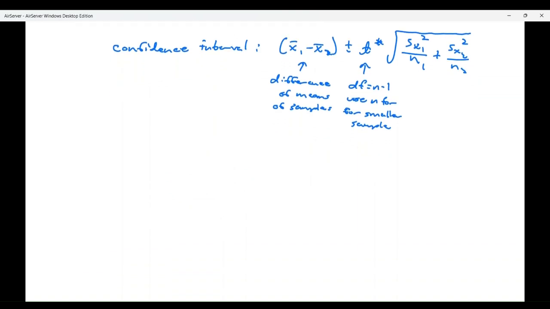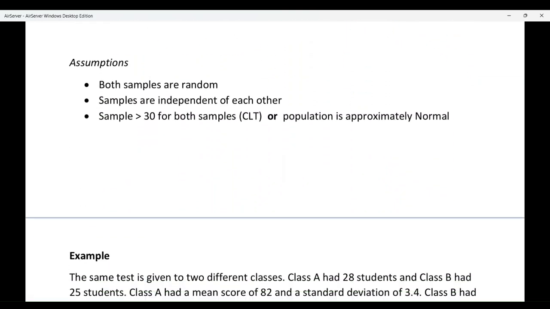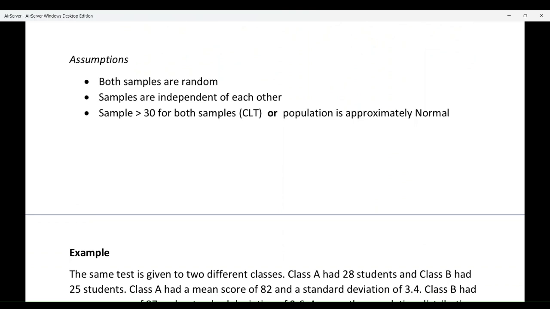Okay, so let's go ahead and look at an example of this. Again, we've got the same assumptions here: random samples. The middle one we don't typically have to worry about. You just want to make sure that the samples are independent of each other, that sampling for one case does not impact sampling for the other case, whatever that might look like. And then again, we need the central limit theorem: that the sample is greater than 30 for each sample, or that the population is approximately normal.